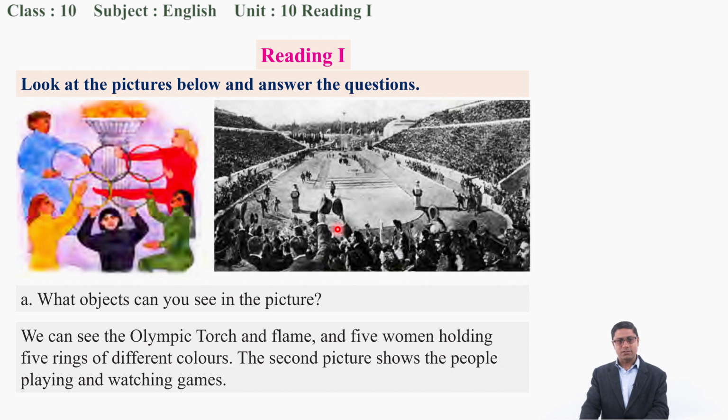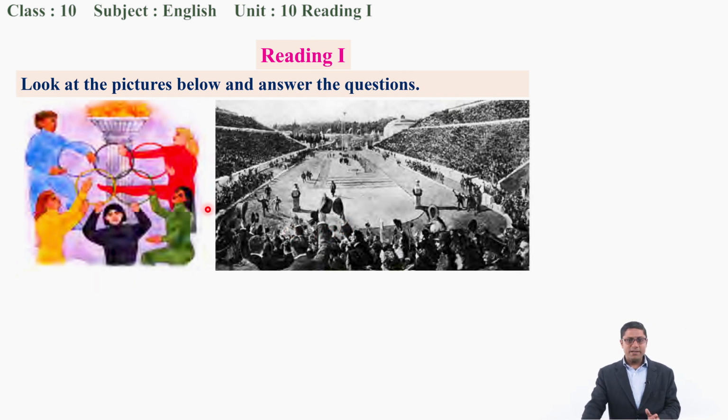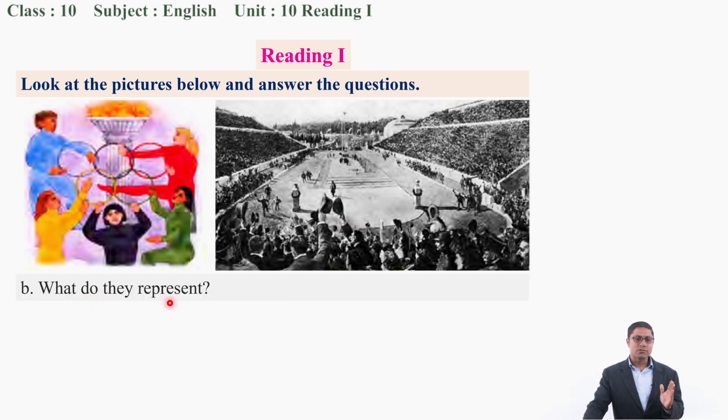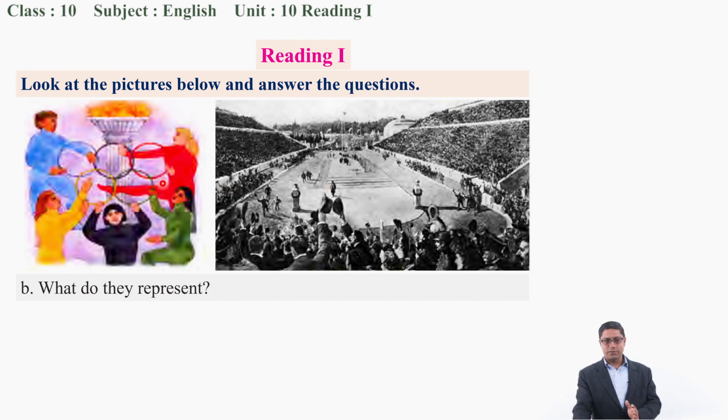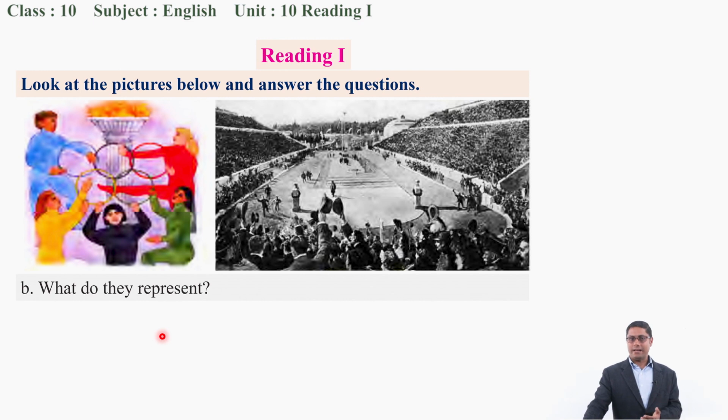You do have a second question on the basis of this picture also. So on the basis of these 2 pictures, you have to answer the next question also. What do they represent? In the earlier question, we discussed what objects are shown in the pictures. We discussed different objects, for example, rings, Olympic torch, flame, people playing. Now, what do they represent? For example, what do these rings represent? Okay, so let's see.